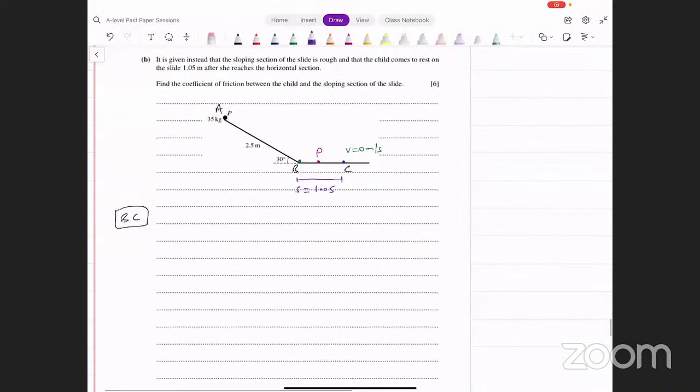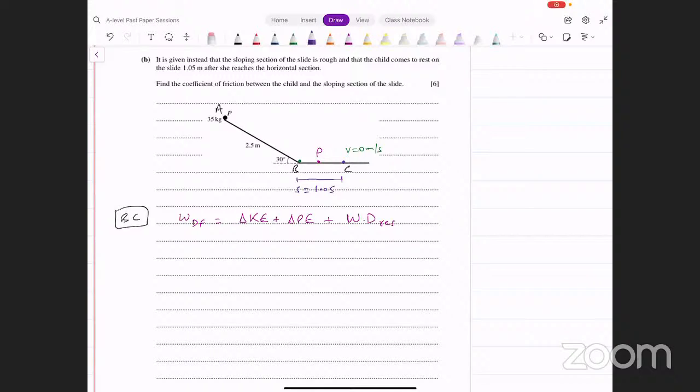Is there any driving force? There's no driving force still. Let's write that identity down. Work done by driving force is equal to the change in kinetic energy plus the change in potential energy plus the work done against resistance.